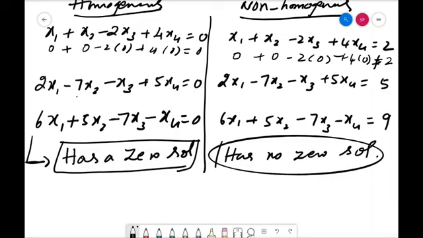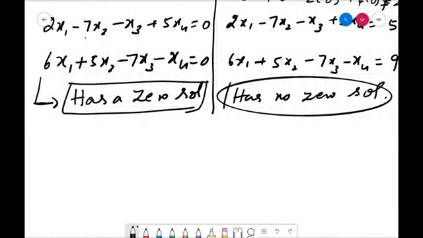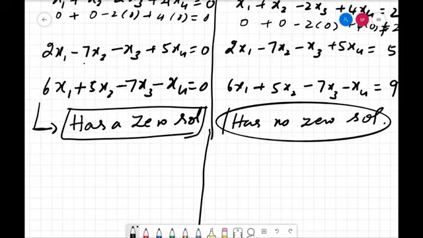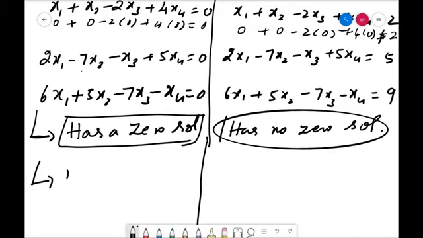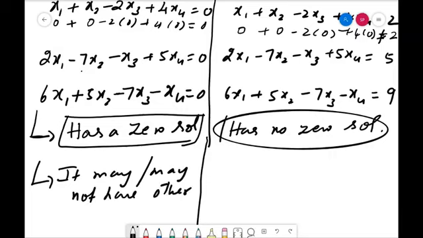Right. Now again let us come to this homogeneous system. This has a 0 solution. Then does it have any other solutions? Yes, it may or may not have other solutions.